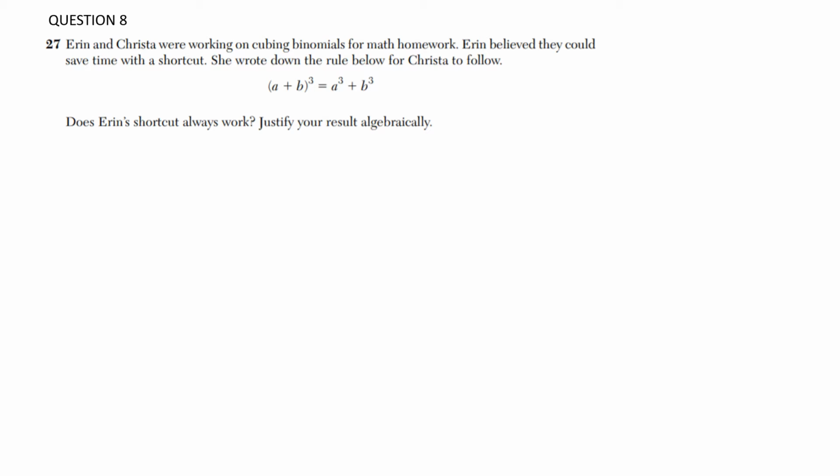All right, so let's quickly work this out ourselves before we make any conclusions. We know that (a + b) cubed is just (a + b) times (a + b) times (a + b). Let's work on the first two first. Let's FOIL that out. a squared plus 2ab plus b squared. And we also have that last term, a plus b.